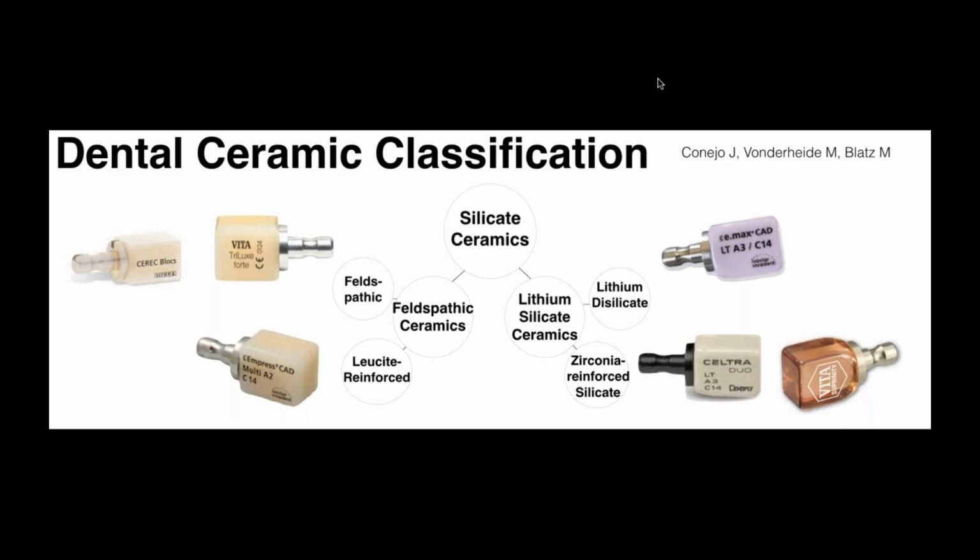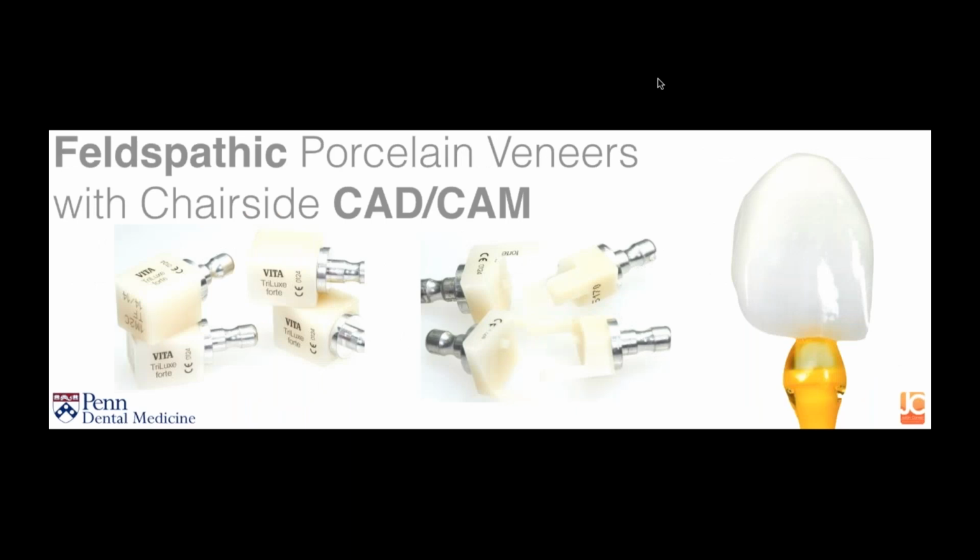And then today I want to focus on silicate ceramics. So everything that we see on the left side are very old, traditional, but high aesthetic materials. And I've always been a fan of feldspathic ceramics. The VITA Trilux Forte block, without a doubt, is one of my favorites when it comes to anterior restorations. And it's a material that, as a clinician, as a prosthodontist, I feel very confident using because it's easy to finish. Why?